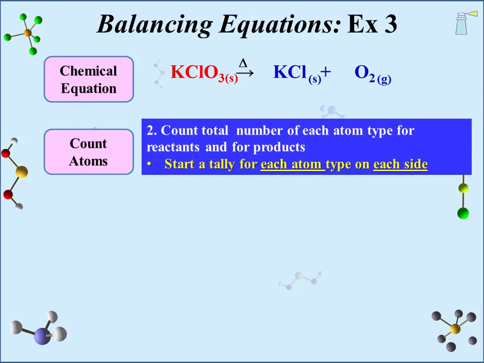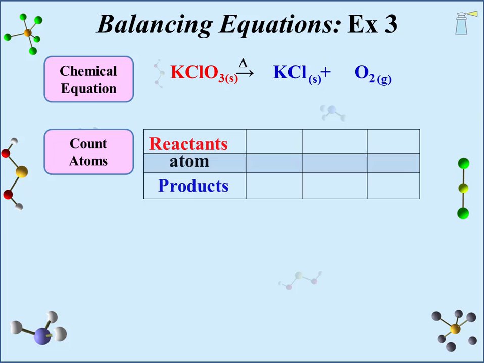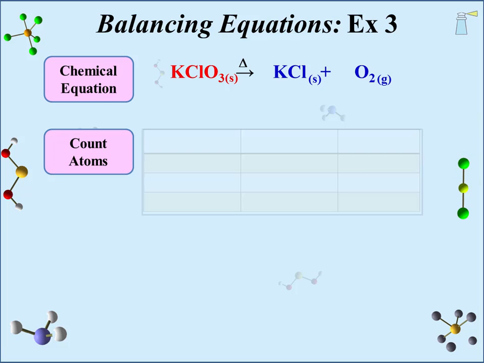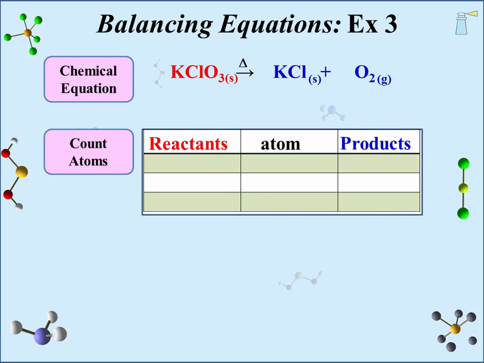Using the equation, count the total number of each atom type for reactants and for products. Some classrooms and textbooks use a horizontal tally. We will stay with the vertical one. It doesn't really make a difference. Atoms in this reaction include potassium, chlorine, and oxygen. For a count, on the reactant side, there is 1 potassium and 1 chlorine, and there are 3 oxygens.